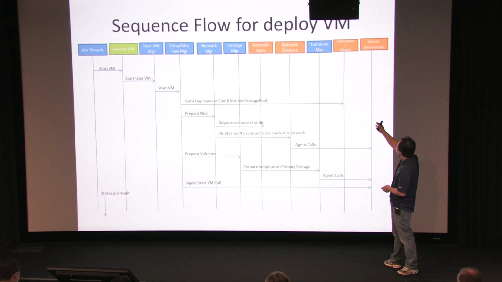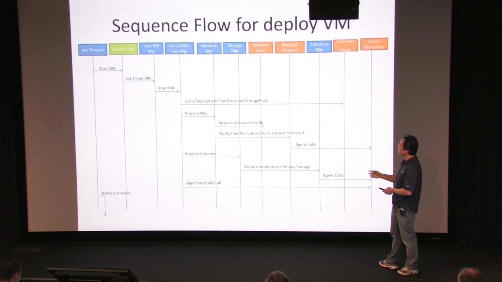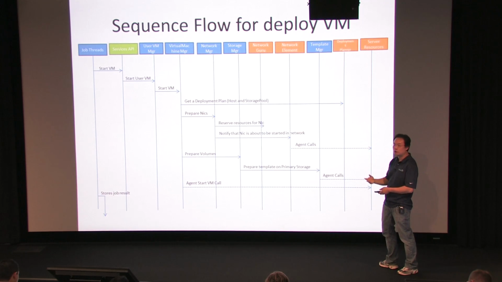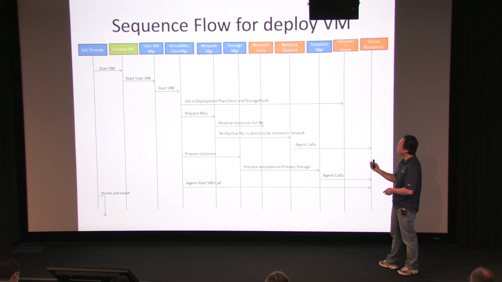Here, the deployment planner would also talk to the host allocator, but that's a little much detail, so I didn't put it in. It would talk to the host allocator to find a host, and talk to the storage pool allocator to find a storage pool to place the volumes, and return back. And then the virtual machine manager talks to the network manager and says, okay, here's the destination that this VM is supposed to start at. Now you've got to prepare all the NICs for that VM so that we can actually start it.